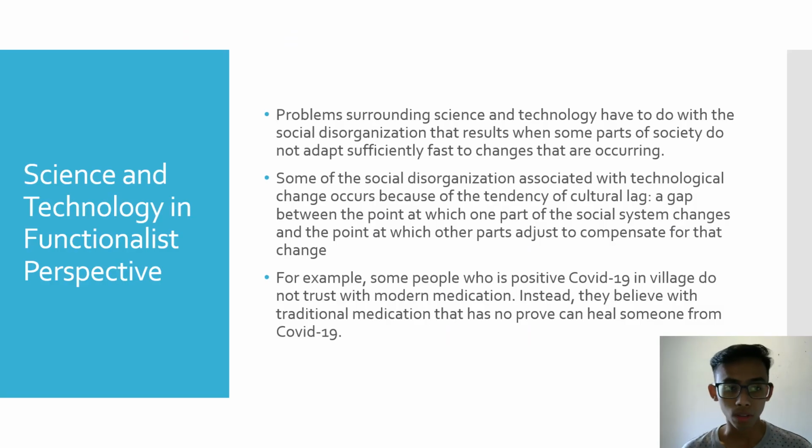Now we're going to talk about science and technology social problems in the functionalist perspective. Problems surrounding science and technology have to do with the social disorganization that results when some parts of society do not adapt sufficiently fast to changes that are occurring. Some of the social disorganization associated with technological change occurs because of the tendency of cultural lag, a gap between the point at which one part of the social system changes and the point at which other parts adjust to compensate for that change.